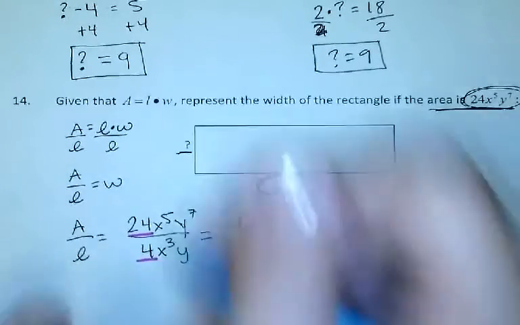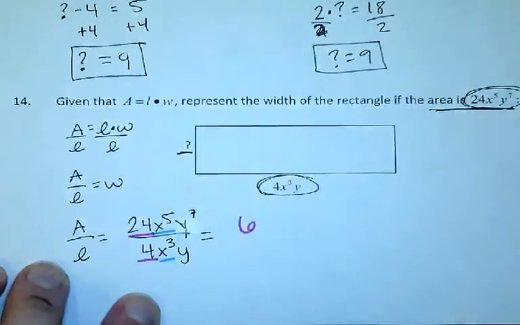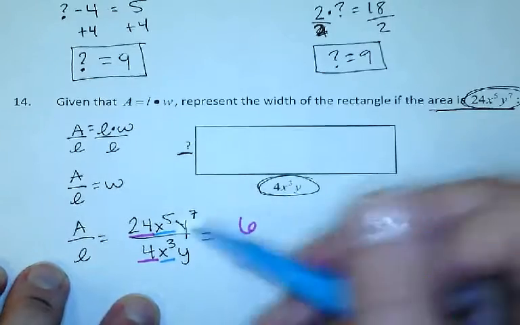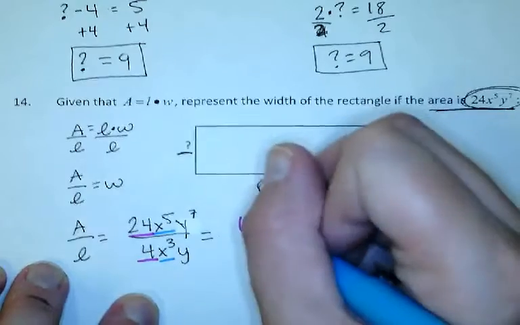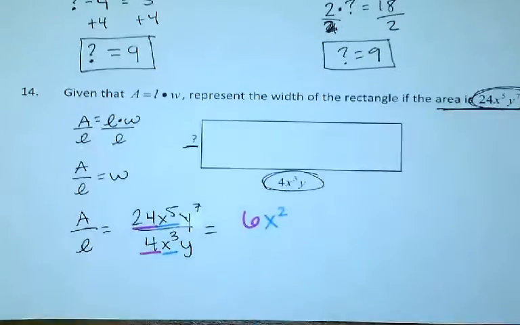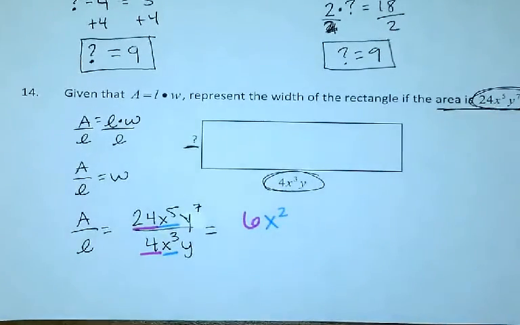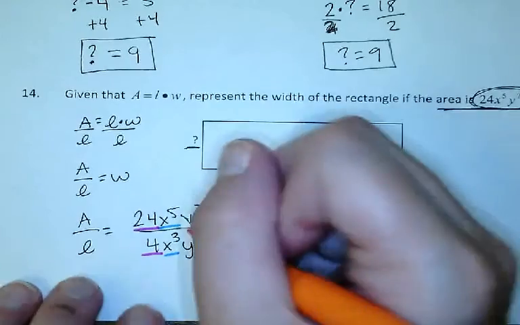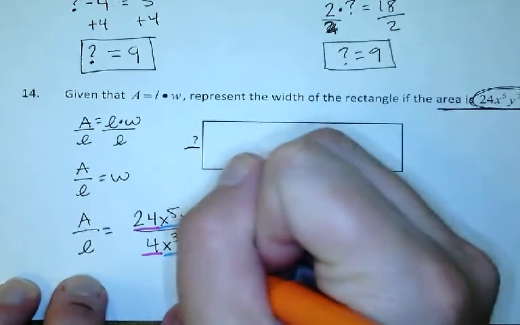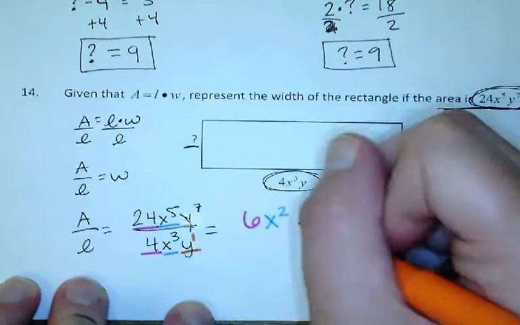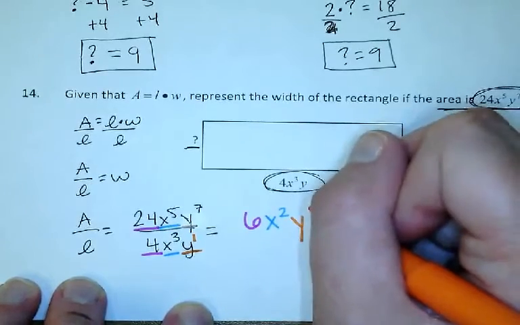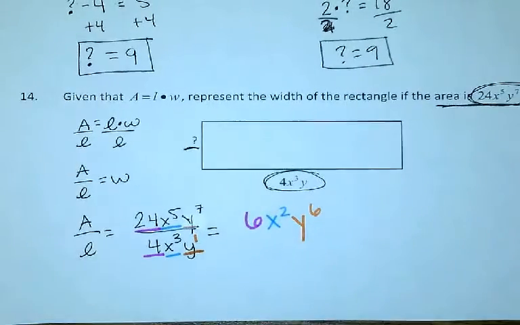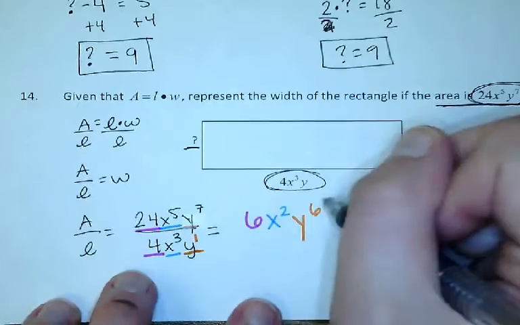All right, Finn, what are we going to do for our x's here? X to the 5th over x to the 3rd. Okay, so we subtract our exponents. Good. So what is my exponent of my x going to be, sir? Thank you. X squared. Yes. And then last but certainly not least, we have y to the 7th over y to the 1. So what is the exponent going to be for my y here? Y to the 6th. Because 7 minus 1 is 6.